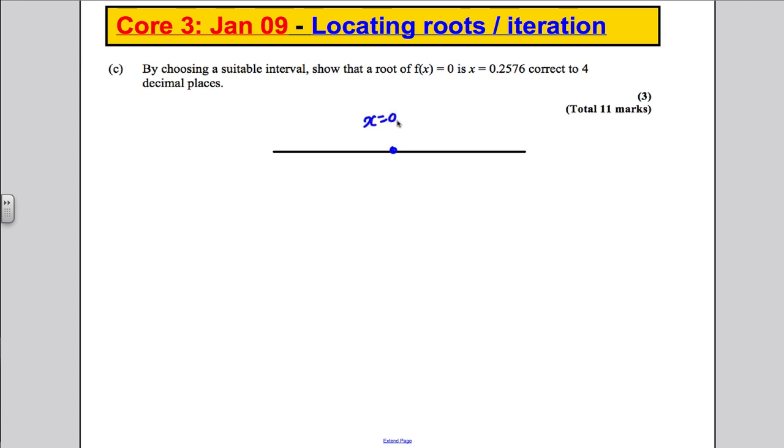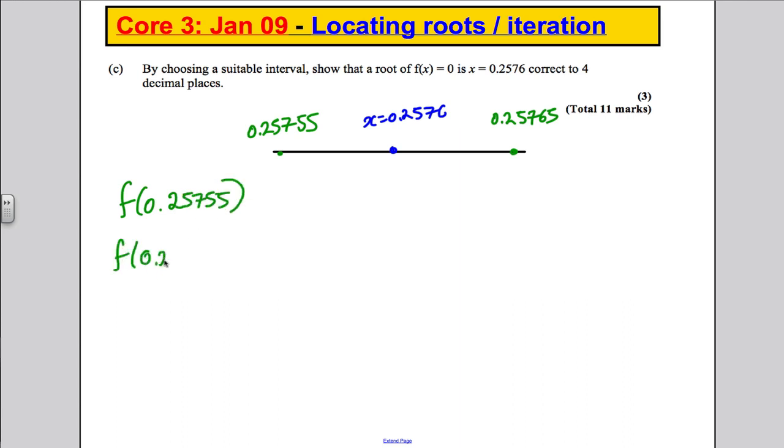X is 0.2576. You think that's the root correct to 4 decimal places. You try its upper bound, which is 0.25765. You try its lower bound, 0.25755. You work out f of 0.25755. You work out f of 0.25765, and hopefully there's a change of sign, and therefore there will be a root, and this will be correct to 4dp. So let's do it.